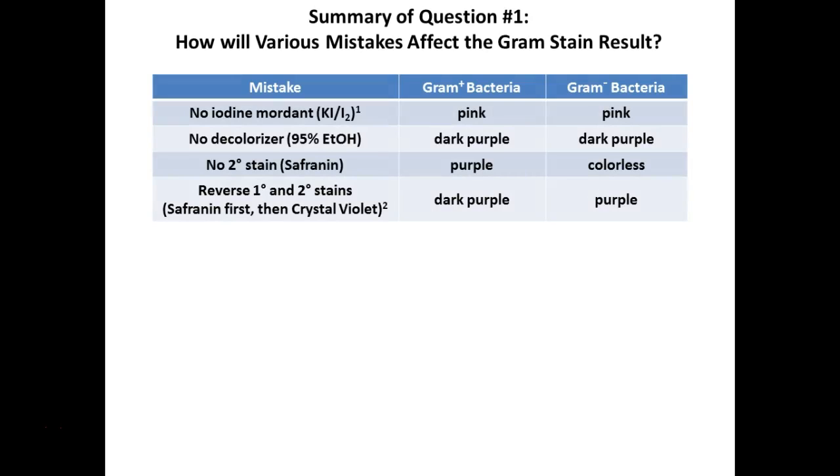All right, so summary of mistakes, right? No iodine, everything's going to be pink. No decolorizer, everything's going to be purple. If you don't do your safranin, you're not even going to see your gram-negative cells. And if you were to reverse the stains, you're going to end up with dark purple versus light purple, which would be a nightmare.